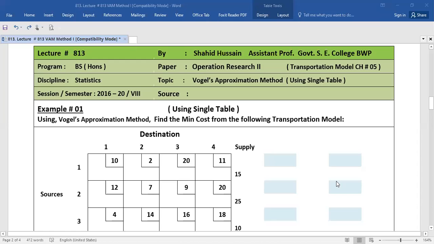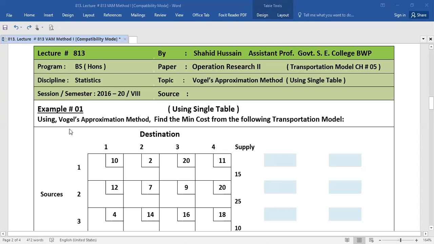Bismillahirrahmanirrahim. Dear students, today we are going to start Vogel's approximation method. I will teach you Vogel's approximation method, which is the last method from among the initial basic feasible solution. Before this, I have taught you northwest corner rule and least cost method. This is the last method in the initial basic feasible solution. So we will proceed in this way.